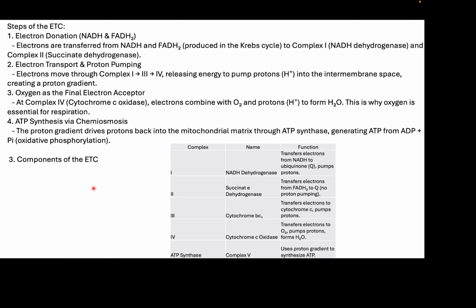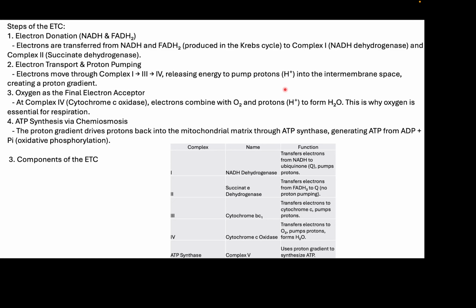Then ATP synthase: the proton gradient drives protons back into the mitochondrial matrix through ATP synthase, generating ATP from ADP. So what it basically means is that whatever proton gradient was generated, this particular enzyme, called ATP synthase, takes them in, because this proton was pumped where?